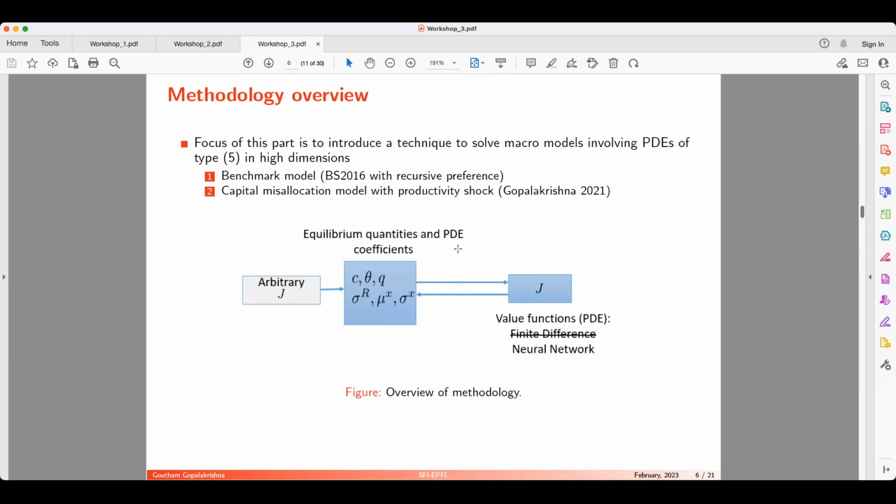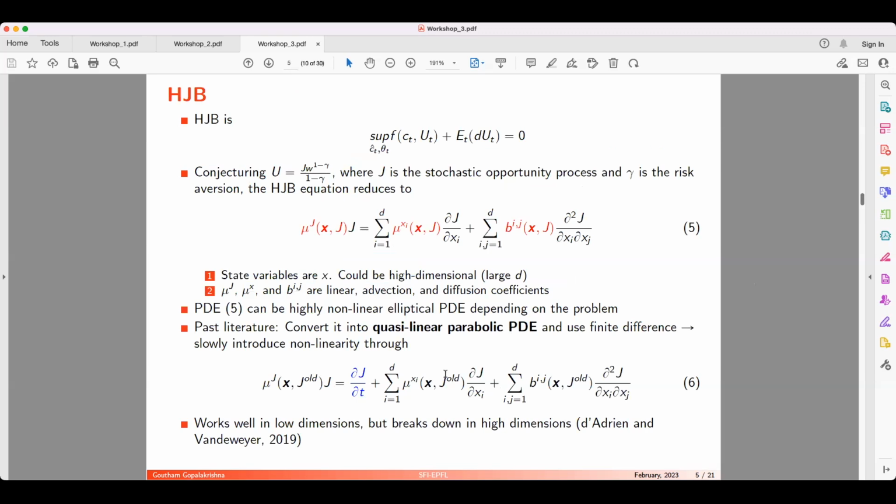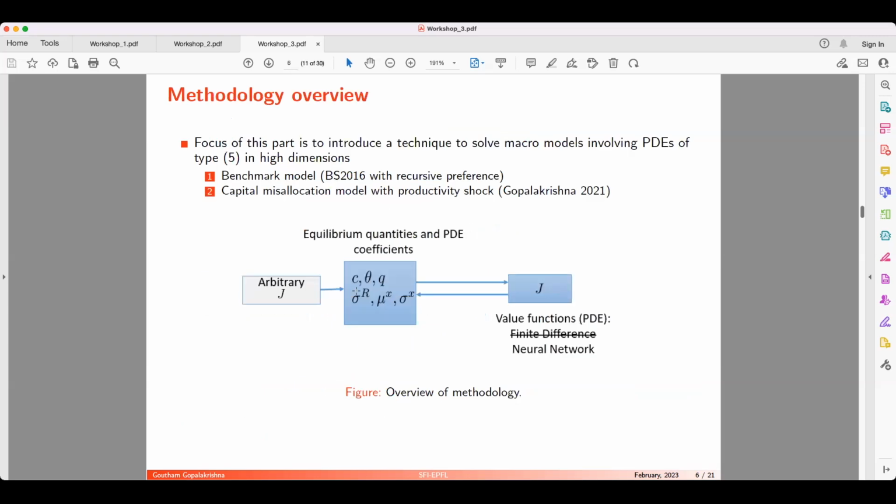All right, so here's the overview of the methodology. The focus is to solve models where the HJB equation reduces to a quasi-linear parabolic PDE like this after the introduction of the artificial time derivative. So let's look at this figure. You start with an arbitrary value function J, and you compute the PDE coefficients by computing these policies. What are these optimal policies? They are consumption, portfolio choice, capital price, return, and the diffusion and advection coefficients here.